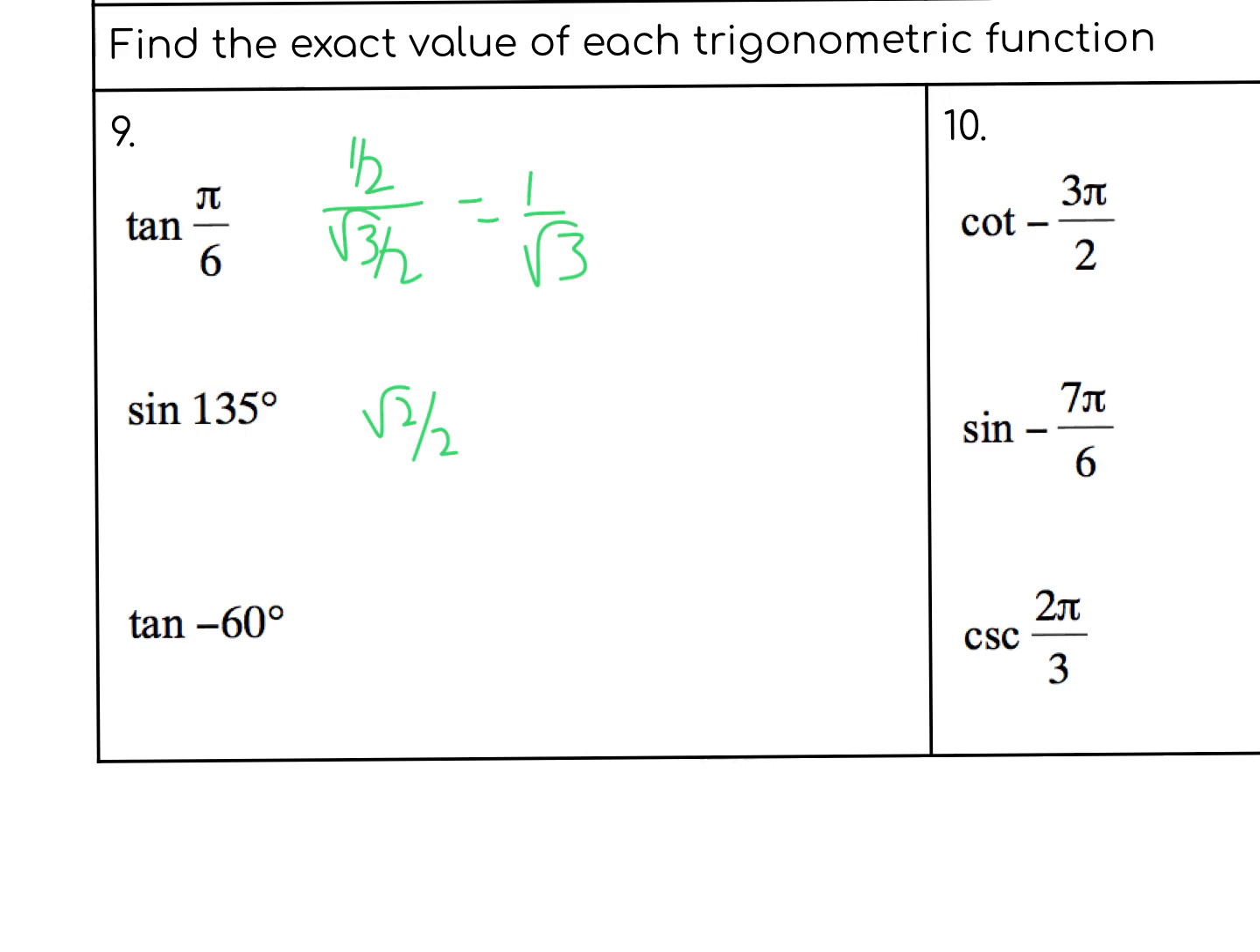Tangent of negative 60, well, it's the sine of 60, which is root 3 over 2, over the cosine of 60, which is 1/2. And then, sorry, my brain just fell out for a second. It's fourth quadrant, so tangent is negative, so it's going to be negative root 3.